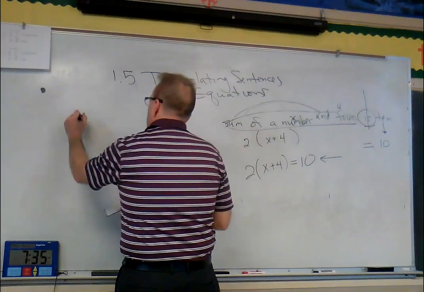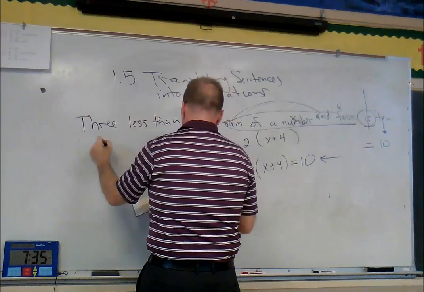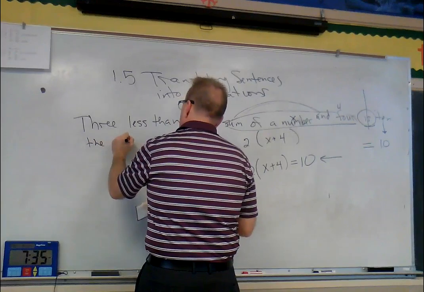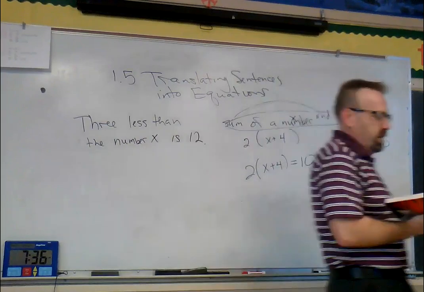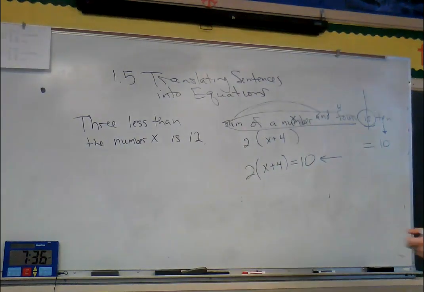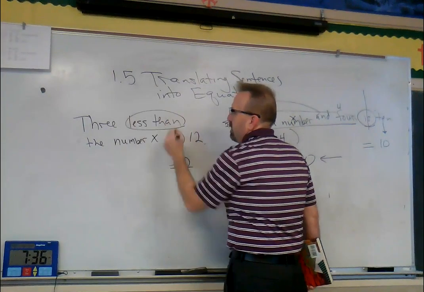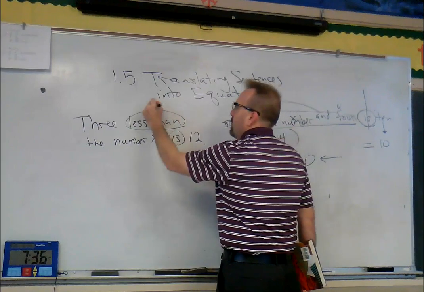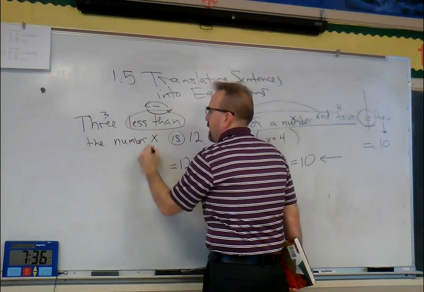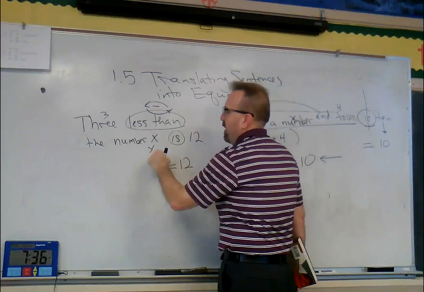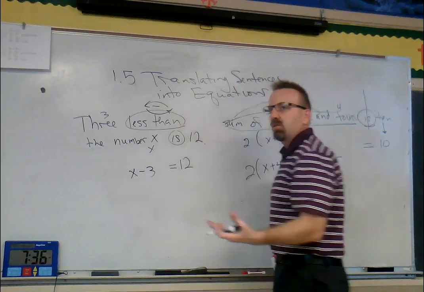All right, 3 less than the number. This time they tell you what the variable is. 12. So 3 less than the number x is 12. So again, here's our "is," equals 12. Less than, what's that mean? Means subtract, but remember it also means we've got to flip our order. So we have 3 and we have x. So we're subtracting those two, but we have to flip the order. So 3 less than x is 12 or equals 12.